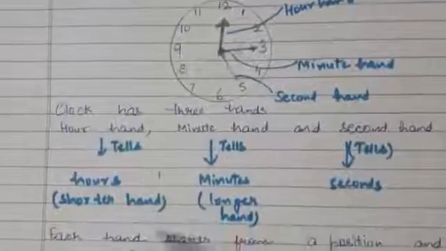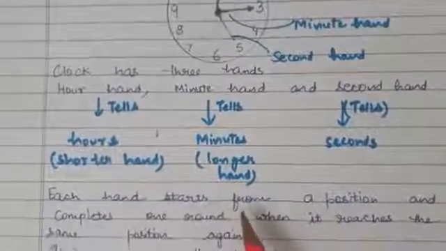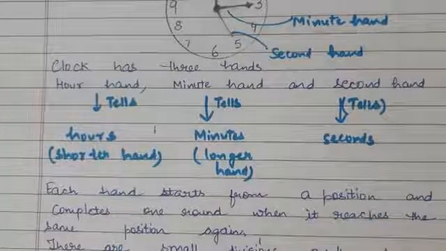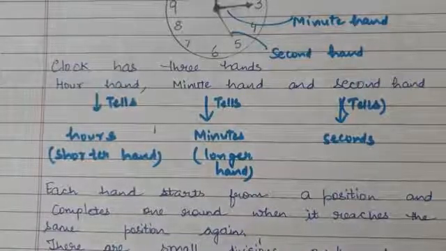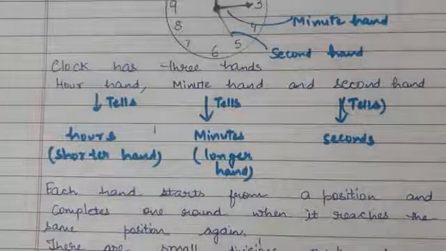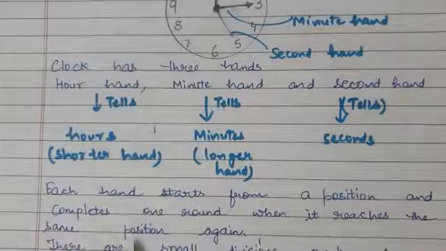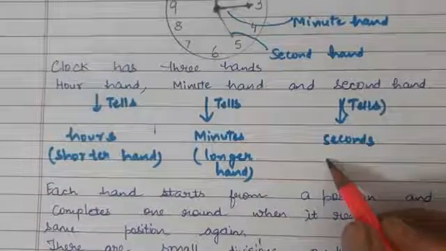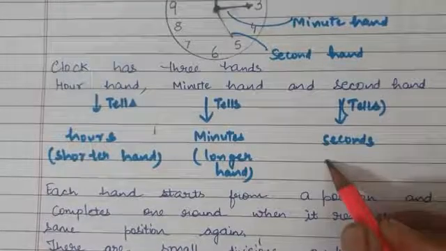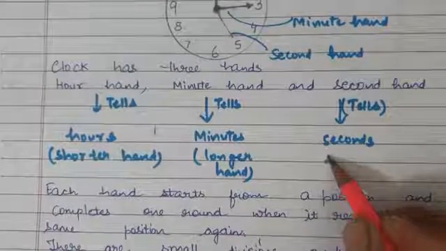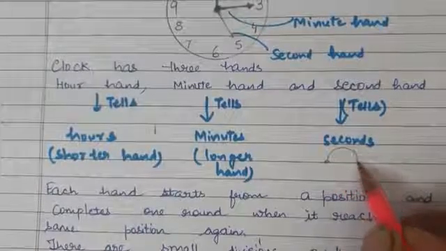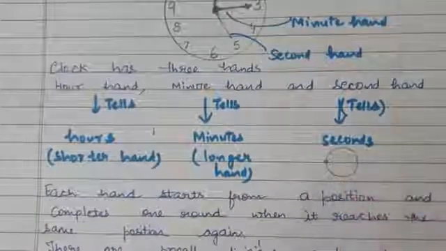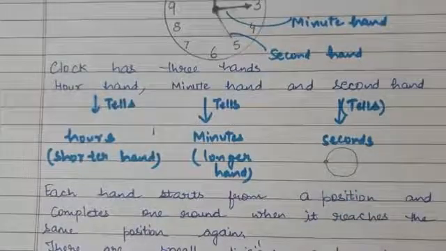Now, each hand starts from a position, and each hand completes one round when it reaches the same position again. Suppose a hand starts from this point and it completes the round and comes back to the same point.